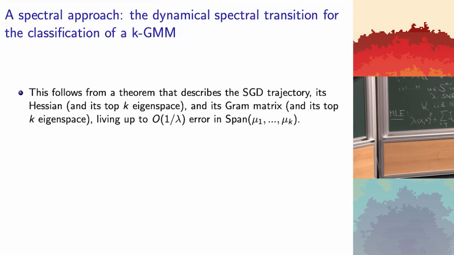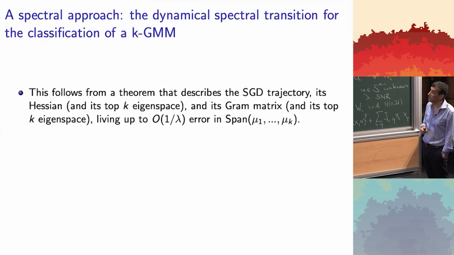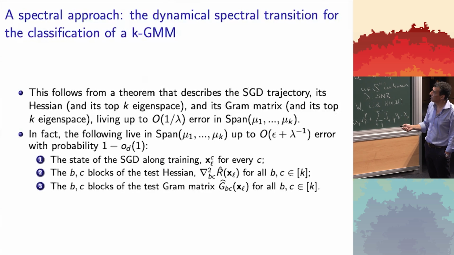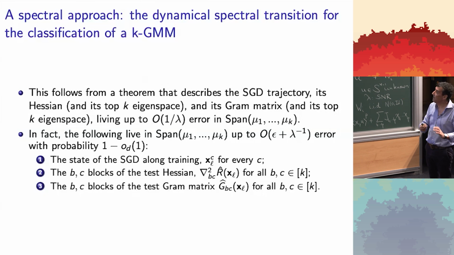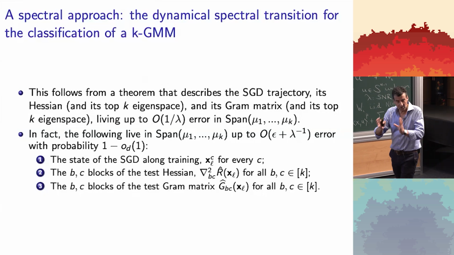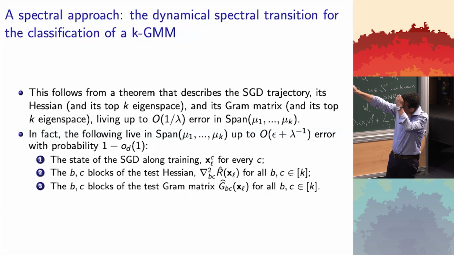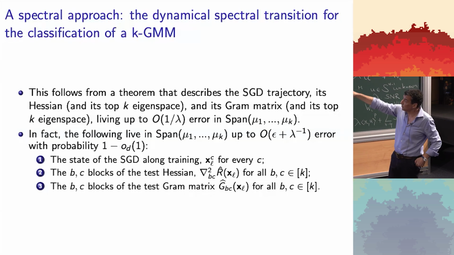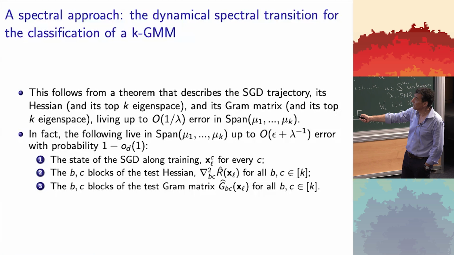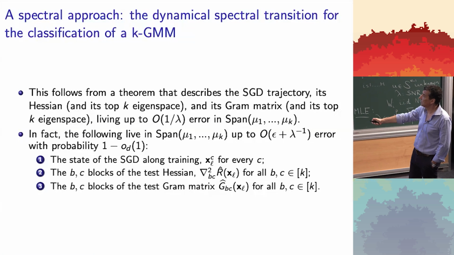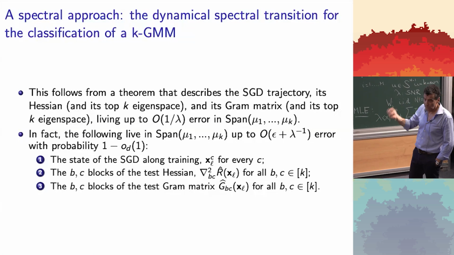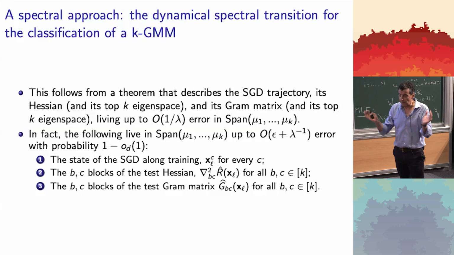And this follows from a theorem that describes the SGD trajectory, its Hessian and its Gram matrix up to a certain error. So if your signal to noise ratio is strong enough, then the following live in the span of the means, which is what you want. The state of the SGD, so your algorithm, the blocks of the Hessian, the blocks of the Gram matrix, all is there. So this subspace captures everything.